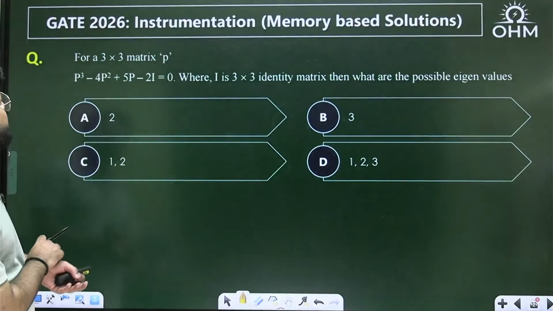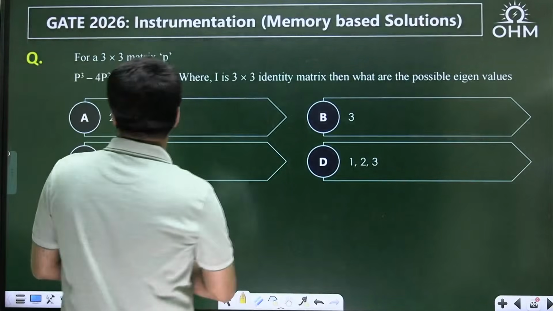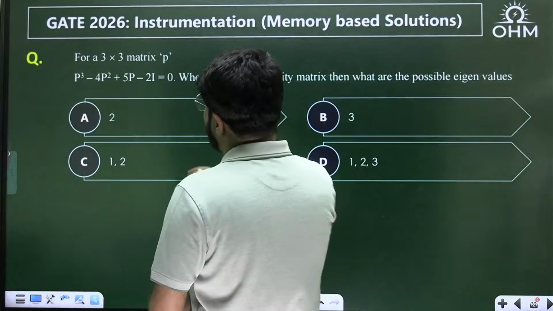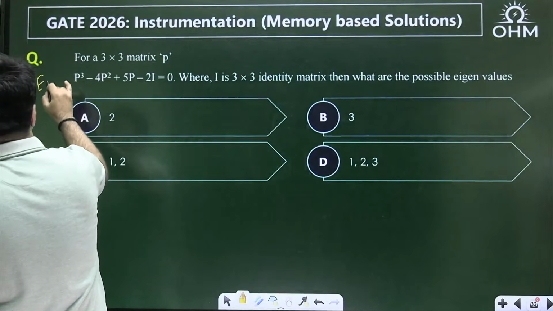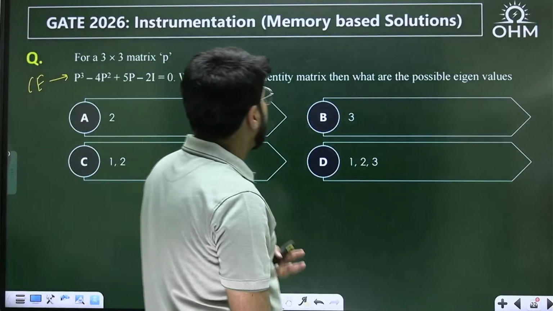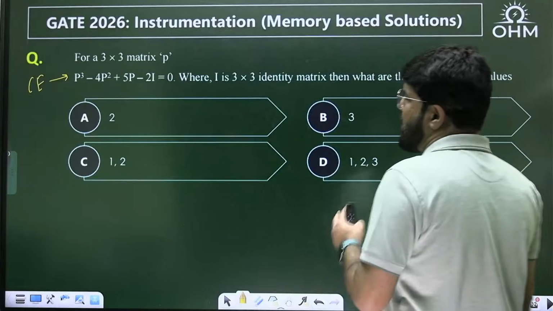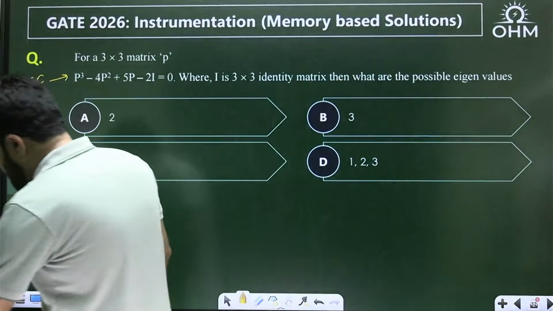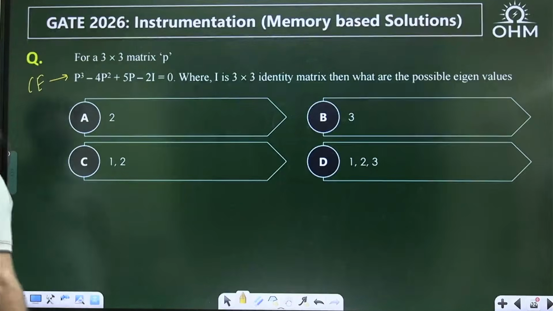Right, for a 3x3 matrix, I've got this partial question. There is this characteristic equation given, where I is the 3x3 identity matrix. Then what are the possible eigenvalues? Now remember, you will not be solving a cubic equation. You don't have that cubic calculator.